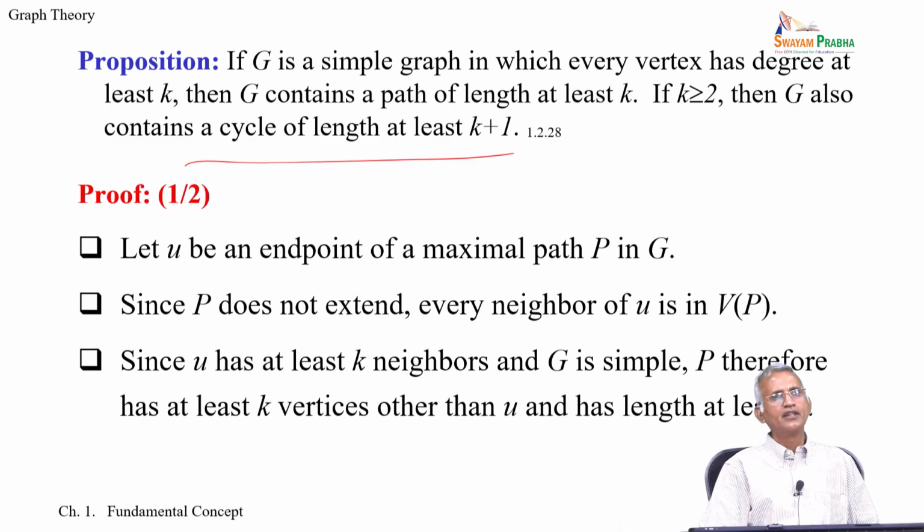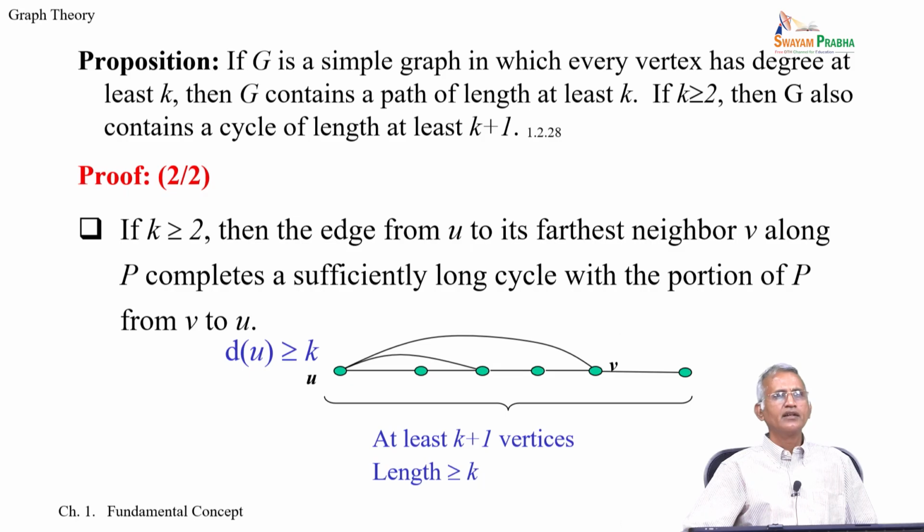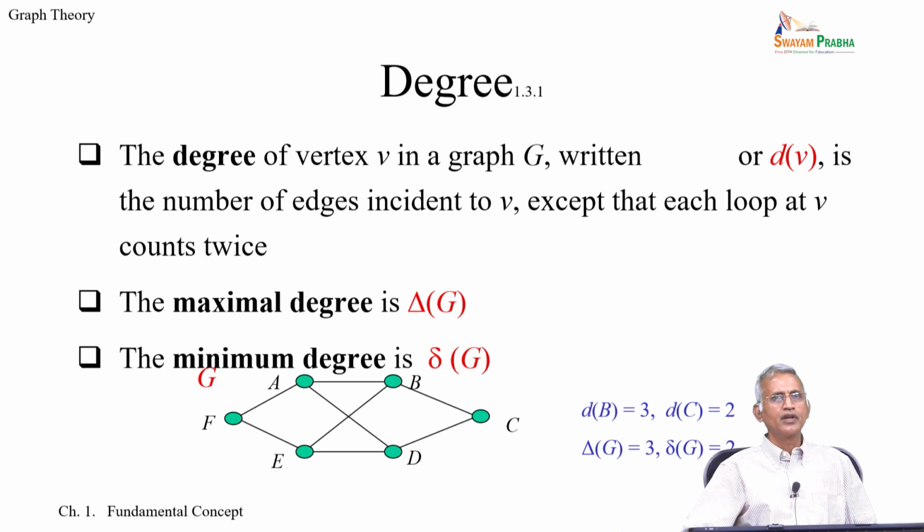So, here we have the endpoint U of a maximal path P, which does not extend, therefore all its neighbors lie on P. U has at least k neighbors, and since the graph is simple, it has k vertices other than U, so the path has length at least k. Like that, if G is a simple graph in which every vertex has degree at least k, then G contains a path of length at least k, and for k greater than or equal to 2, G also contains a cycle of length at least k plus 1. In another way we can prove it like this.